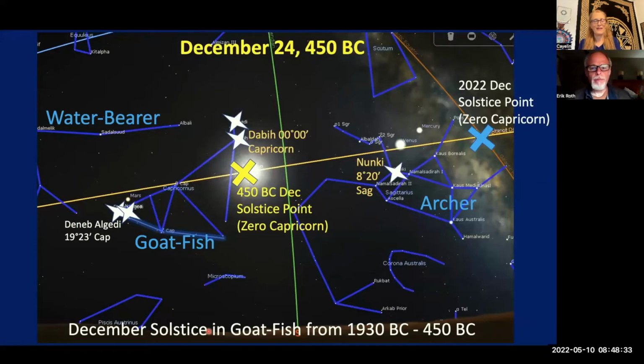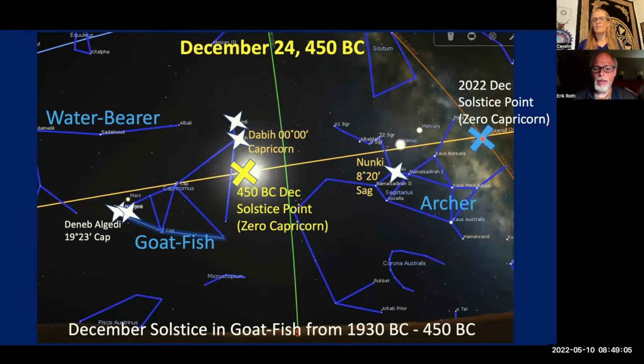Yeah, so this is just an example of where the December solstice point was in 450 BC. And that's, as Kaylin mentioned, 0 Capricorn. So we see that it's right at the edge of this constellation called the Goldfish. And I've outlined a few stars that are really prominent that form this wedge-shaped constellation that we see in the sky. But now in 2022, you can see how far it's come in almost 2,500 years.